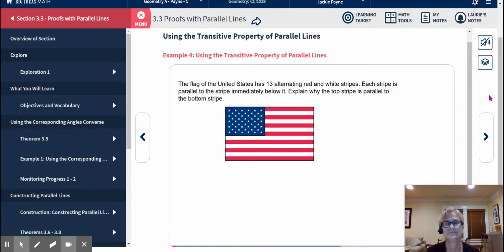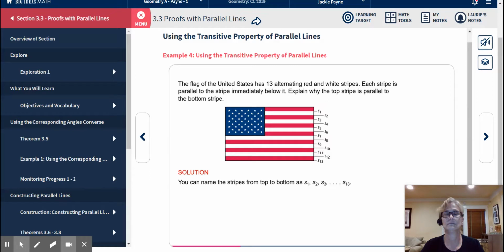The flag of the United States has 13 alternating red and white stripes. Each stripe is parallel to the stripe immediately below it. Explain why the top stripe is parallel to the bottom stripe. Solution. You can name the stripes from top to bottom as S sub 1, S sub 2, S sub 3, and so on through S sub 13.